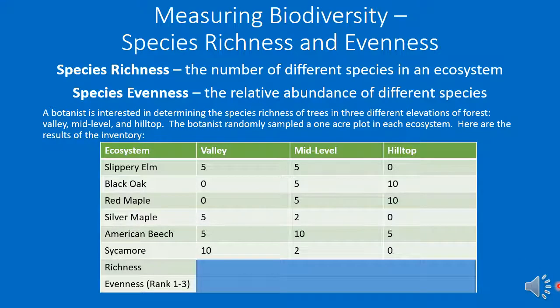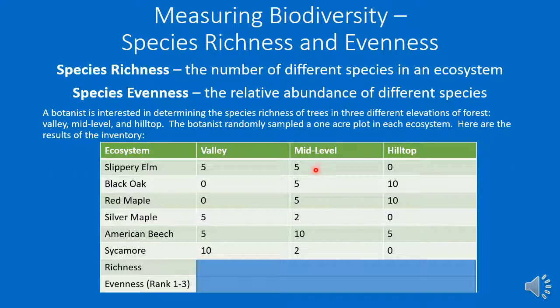So we're looking at these, and we're like, okay, what's our richness? Well, if we look in the valley, we've got some of these, so there's 1. We've got some of these, there's 2. Some of these, 3. Some of these, 4. Right? So we just go 1, 2, 3, 4. So we've got 4 for our richness here.